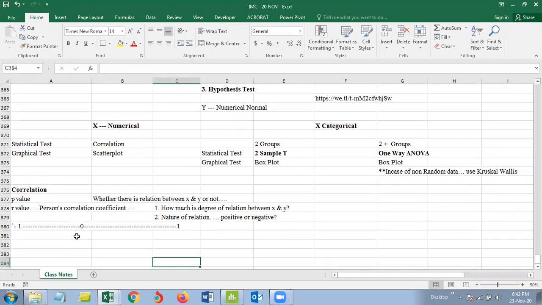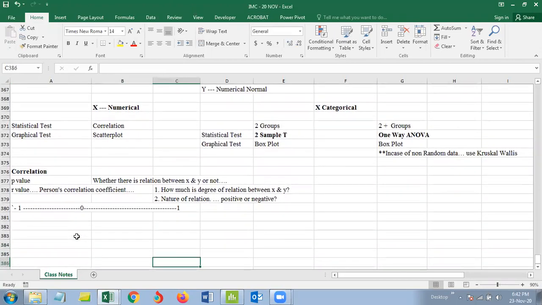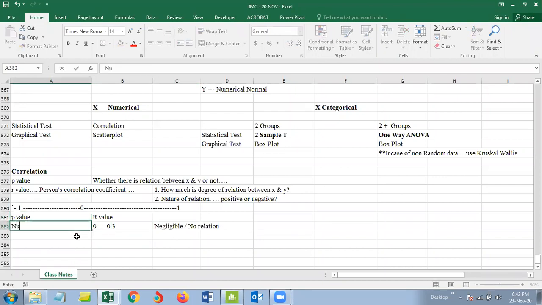Let me give some examples so that we understand how to interpret the value of R. If R value comes as anything between 0 and 0.3, that means there is a negligible or almost no relation between x and y. So sort of not correlated. When you get such an R value, generally the p-value will be null. That means no relation. That's what the R value range also predicts. 0 to 0.3 is negligible relationship, or pretty much no relation.